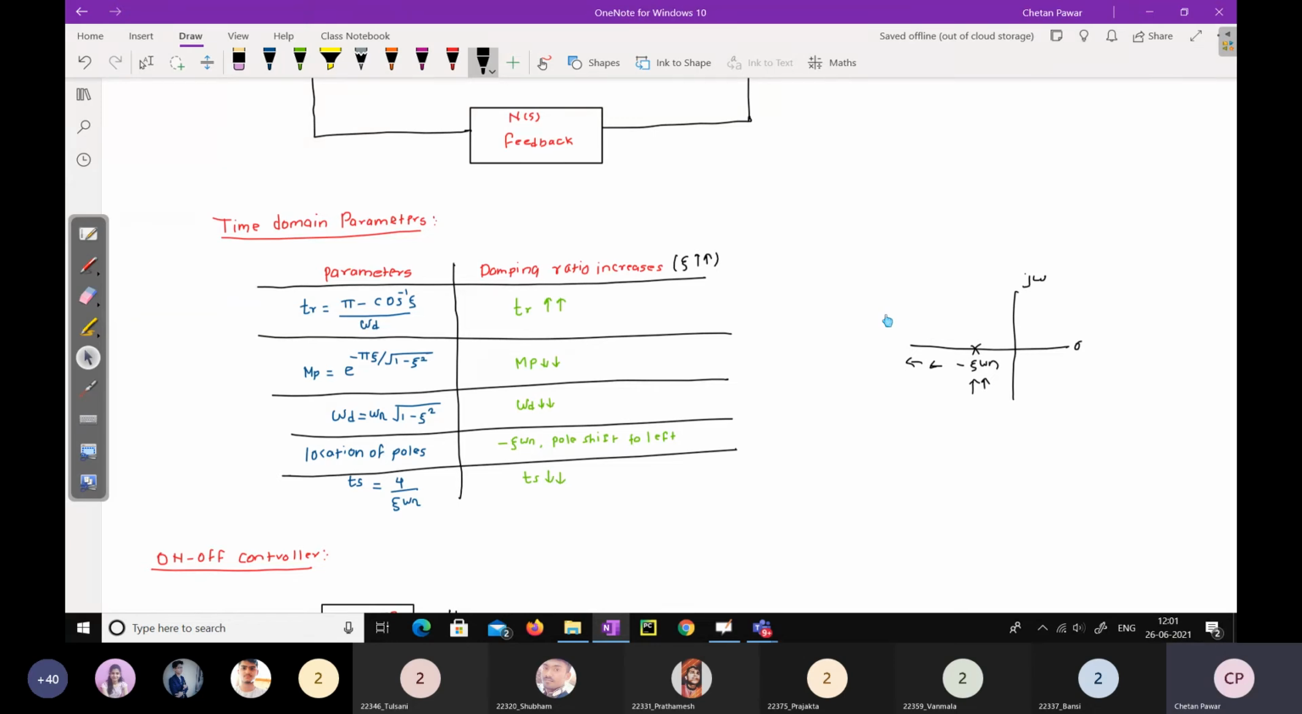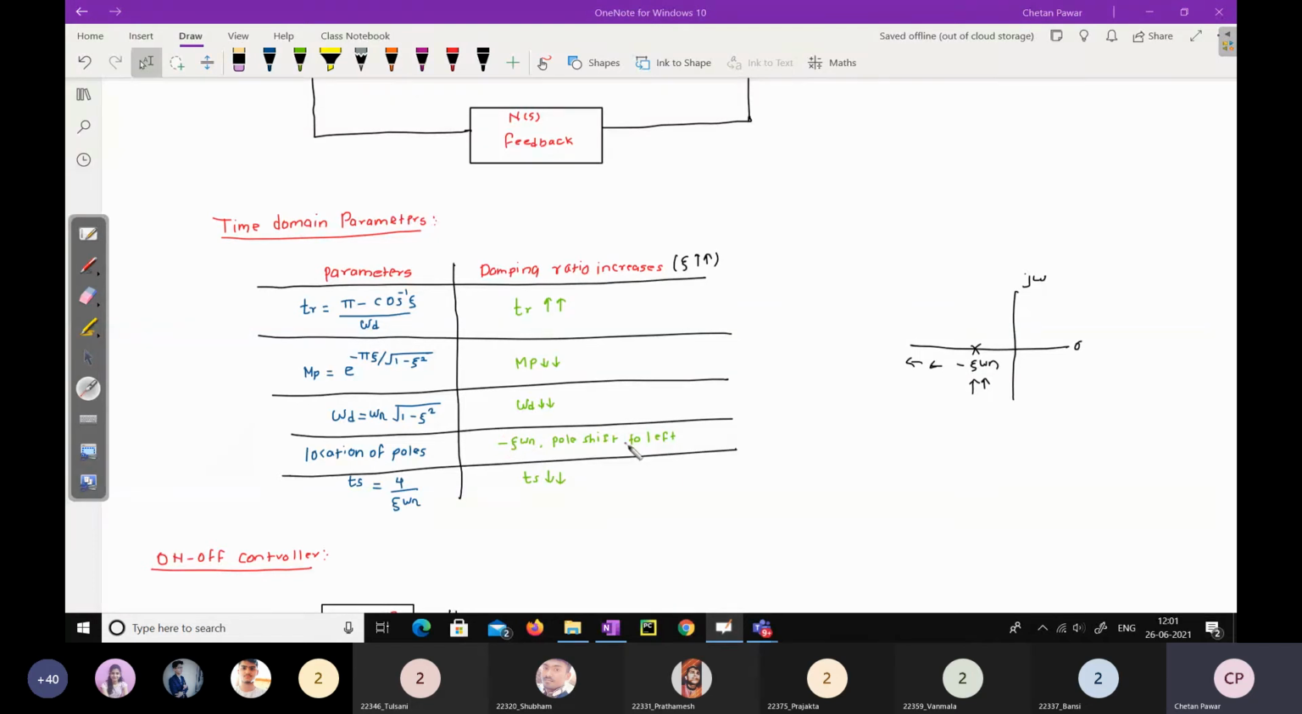If the pole shifts to the left side, what will happen to the system stability? Will system stability increase or decrease? It will increase, right? The system will become relatively more stable. If I increase the damping, the system will become relatively more stable. The location of the pole will be on the left-hand side, right?